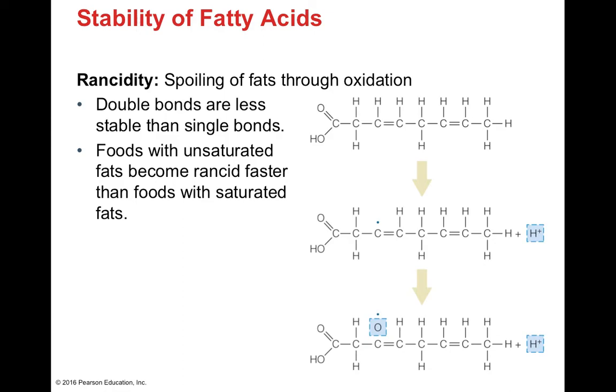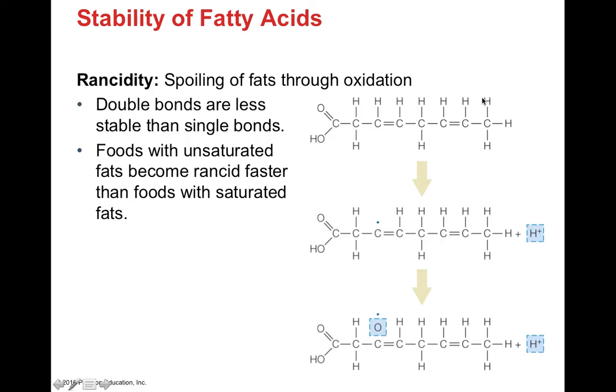Now, fats can spoil through a process called oxidation, and oxidation happens basically when an oxygen molecule comes in and takes the place of a hydrogen molecule. So spoiling of fats through oxidation is called rancidity. Anytime we have a double bond, it's a little bit less stable than those single bonds. So if you have an unsaturated fat in your food, it's going to be more susceptible to rancidity, so it's going to become rancid more quickly than foods that are entirely saturated with saturated fats.